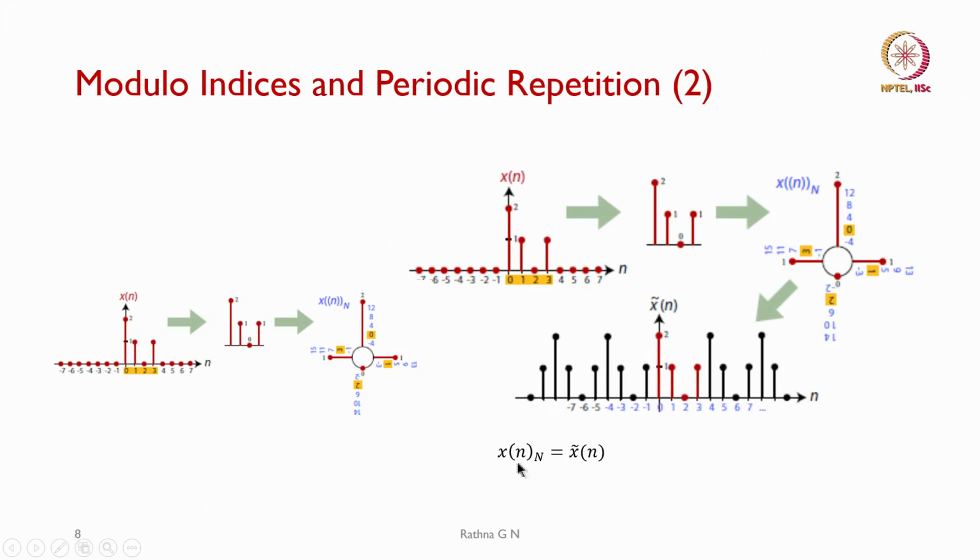So, x of n modulo N is nothing but our repetition x tilde of n, which is shown there. From here you can draw your diagram with x and y coordinates, the repetition of x of n in this manner.